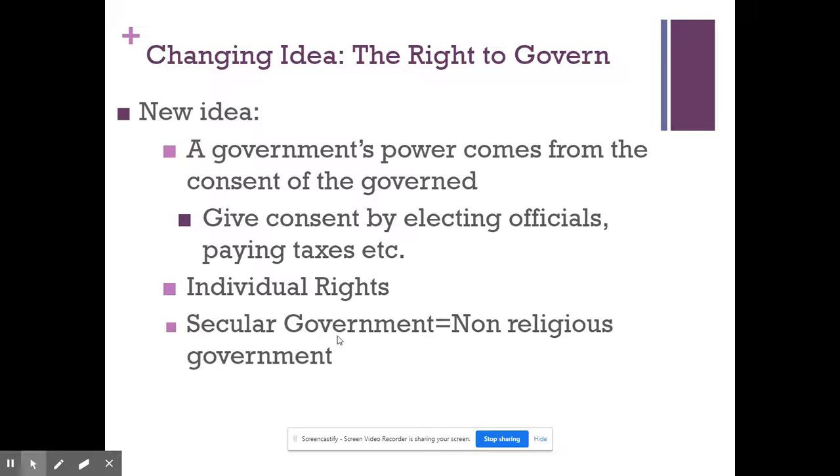And secular government. During the Enlightenment, people have the radical idea to begin separating religion and government. They don't want the church in their government, and they don't want their government in the church. They want them totally separate. Secular, whenever we see this, just means non-religious. So if you see something that says secular music, that means non-religious music.